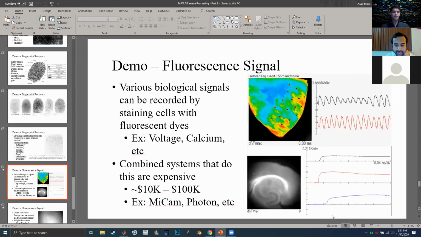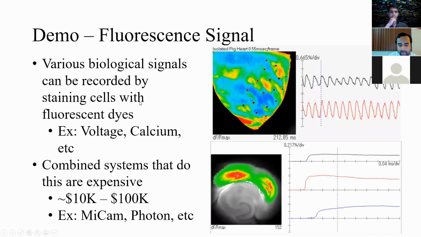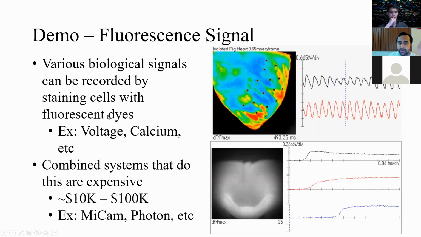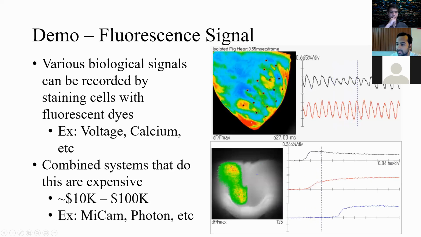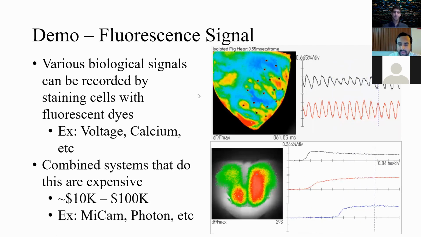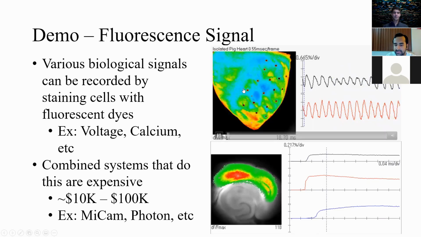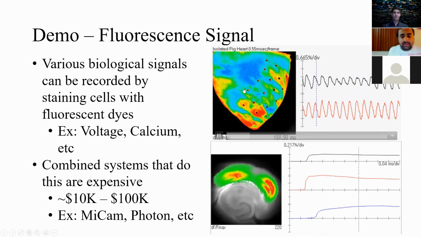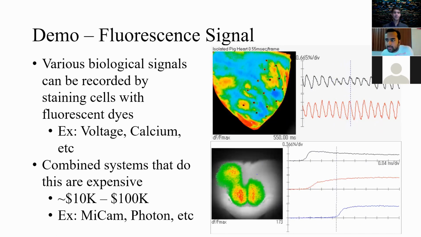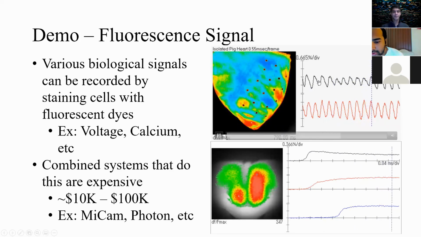So the last thing I want to show you guys is fluorescent signals. Various biological signals can actually be recorded by staining cells with specific dyes. So you can have a dye that is sensitive to voltage changes, a dye that's sensitive to calcium changes, and so on and so forth. And the idea is, if you have biological activity, you can measure how the color changes in your cell based off the intensity of these voltage, calcium, or whatever changes. And you can extract them onto a graph over time.